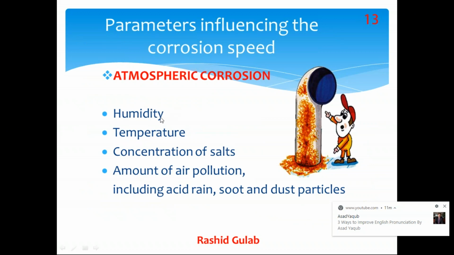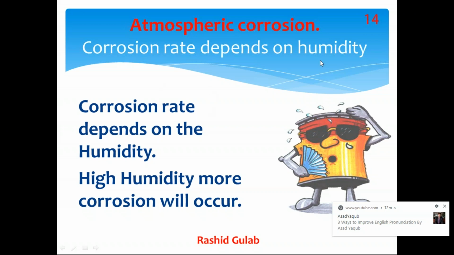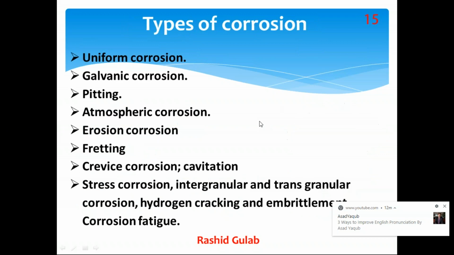After that, we discussed what atmospheric corrosion is and how it is accelerated. These factors are humidity, temperature, concentration, salts, and pollution. All these things are under the weather conditions, covering the weather and atmosphere. Then the corrosion rate depends on the humidity. If high humidity, high corrosion. Low humidity will be helpful to reduce the rate of the corrosion.